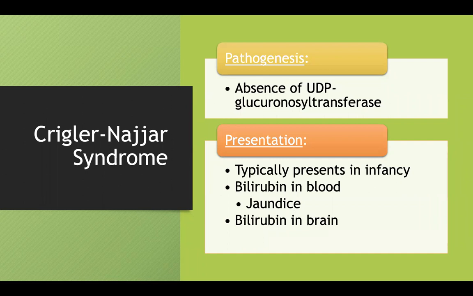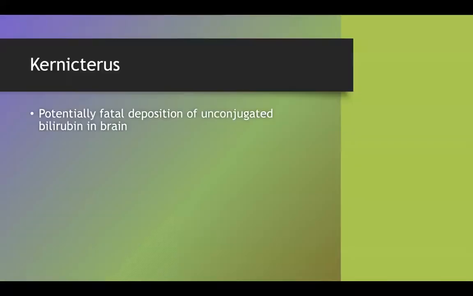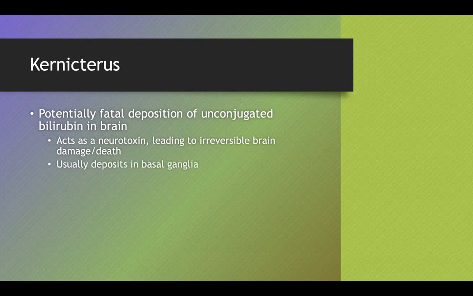Another thing I want to mention here is that unconjugated bilirubin can end up going into your brain, and that can cause a really, really dangerous condition called kernicterus. Kernicterus is a potentially fatal deposition of unconjugated bilirubin in your brain. Unconjugated bilirubin gets into your brain, and it's a neurotoxin. So it can cause irreversible brain damage. And like I said, it can actually cause death. They want you to know where the unconjugated bilirubin preferentially deposits, and it's in the basal ganglia of the brain. So why does this happen?